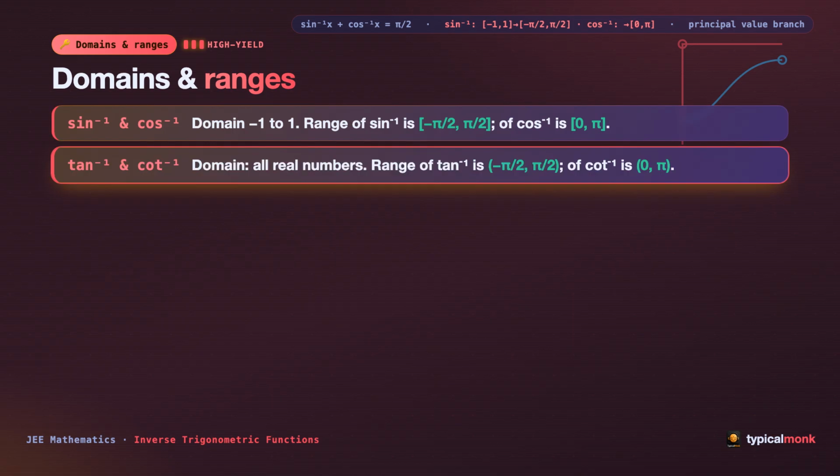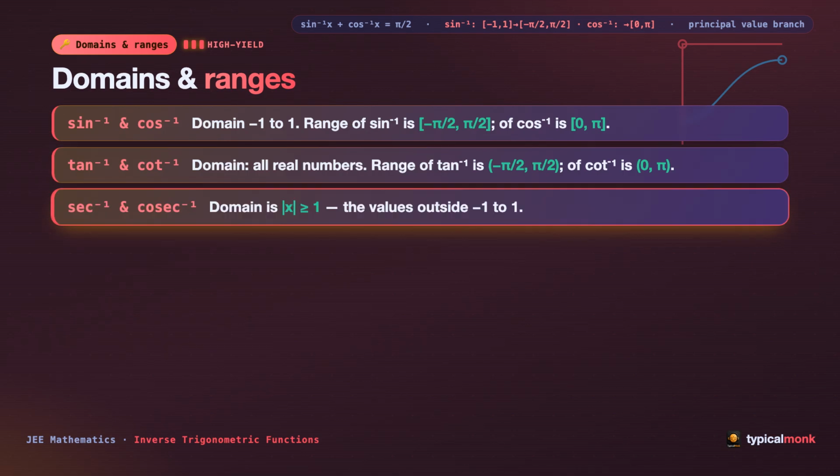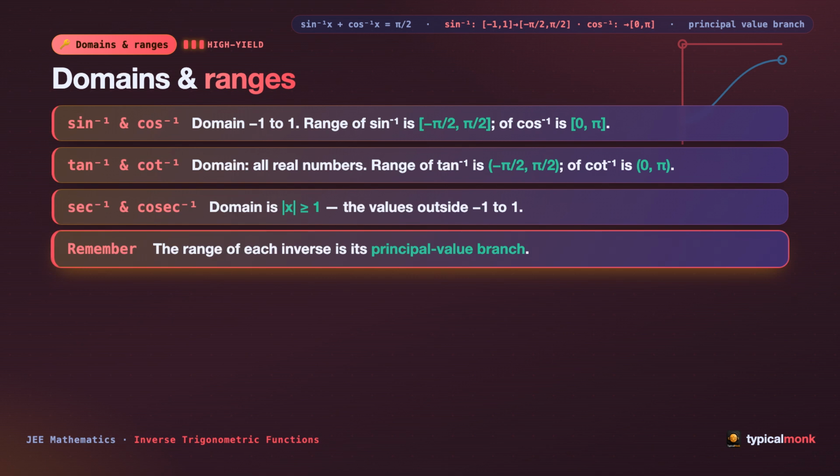Tangent inverse and cotangent inverse. Both have domain all real numbers. The range of tangent inverse is the open interval -pi by 2 to pi by 2, of cotangent inverse 0 to pi. Secant inverse and cosecant inverse. Their domain is the values with absolute value at least 1, that is, outside -1 to 1. Remember, the range of each inverse is its principal value branch.